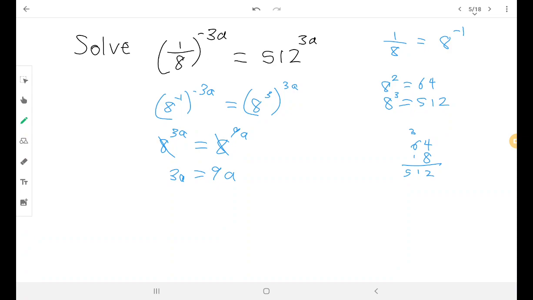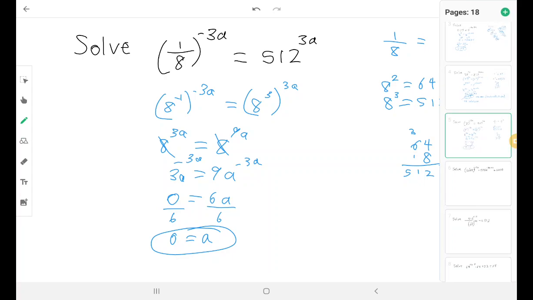Well, let's start by getting all the a's on the same side. I might subtract 3a on both sides and have 0 equals 6a, and I'll divide by 6 on both sides and have 0 equals a. So a equals 0. And it's perfectly okay for us to come up with an answer like a equals 0, that it happens. All right, I'll give you a moment to look at that. And let's move on to our next problem.